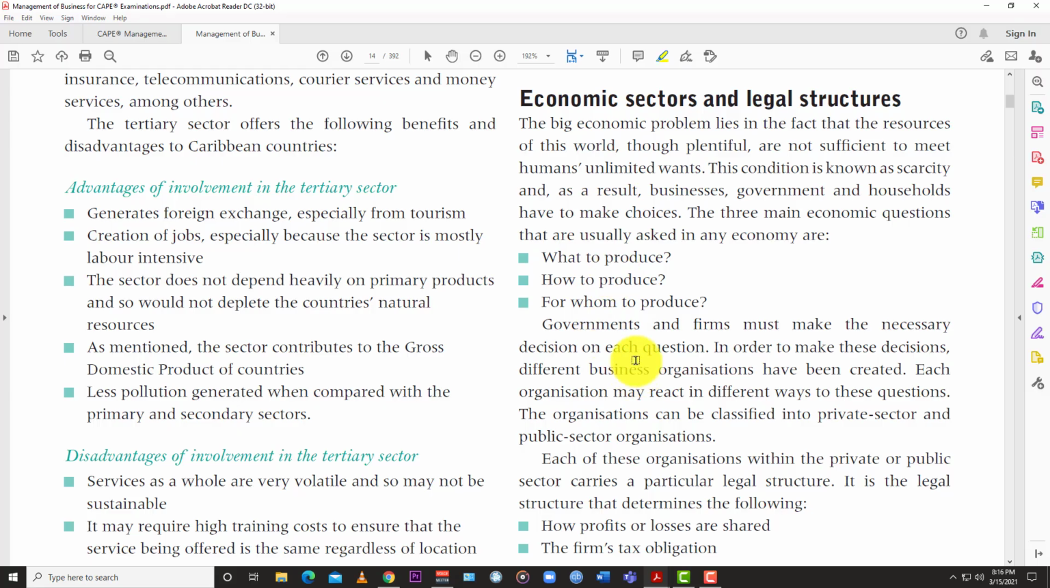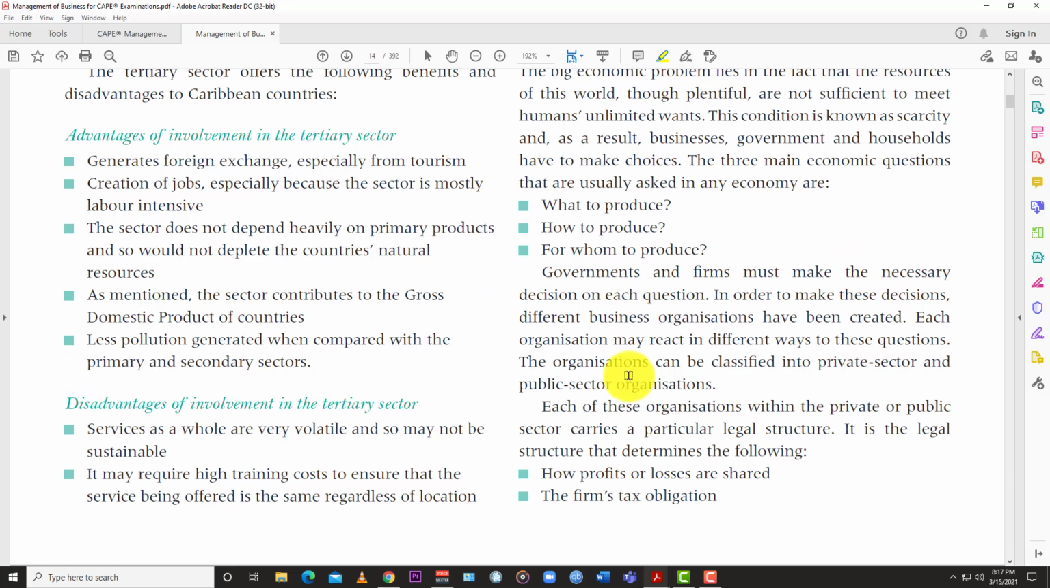And so the economy as a whole will be used to answer the three fundamental questions of what to produce, how to produce it, and for whom the goods should be produced. Government and firms must make a necessary decision on each question. So you as a firm are going to answer the question how you see fit. If you are a private entity, a private enterprise, you answer it how you see fit.